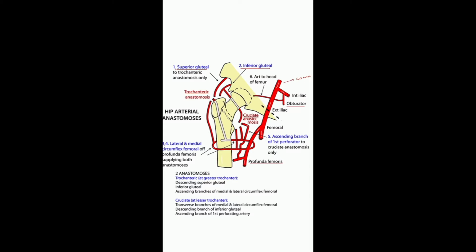Okay, so let's first go back to the common iliac artery, which you see here. The common iliac divides into the external iliac and internal iliac, and you know that the external iliac becomes the femoral artery after it passes the inguinal ligament. So first let's talk about the internal iliac for just a bit.